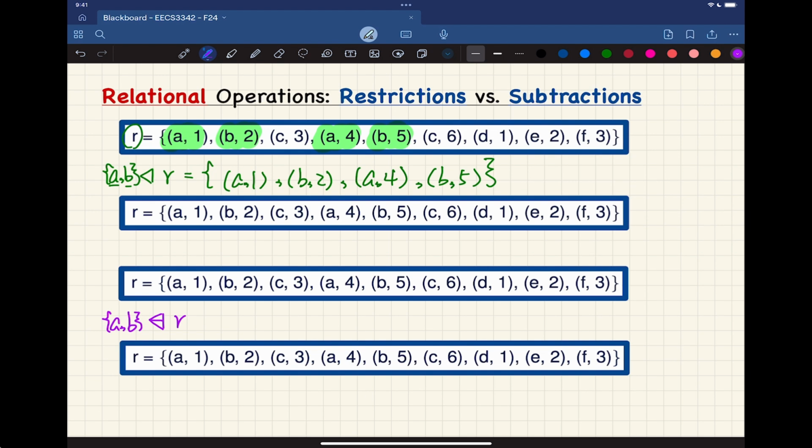All right, that means from R, all the pairs which have the first value A or B, get rid of them. So here, I don't want this one, because you got A, you got B, you got A, you got B. What remains will be what we need. Okay? C3, C6, D1, E2, and then F3. All right, that's about domain subtraction.